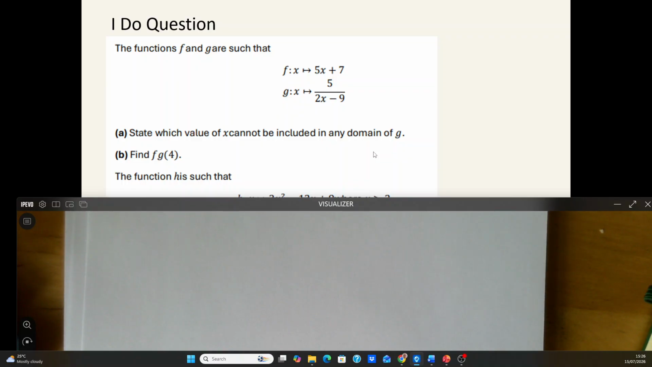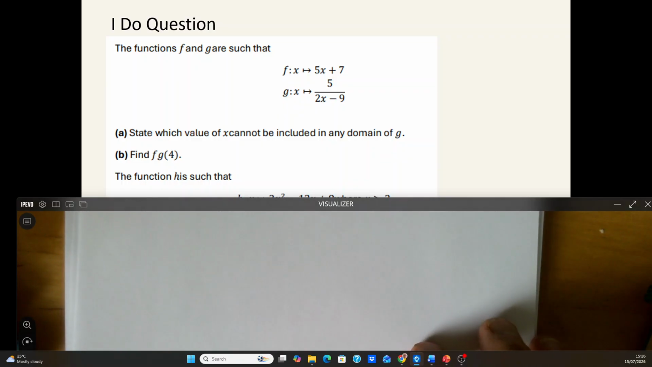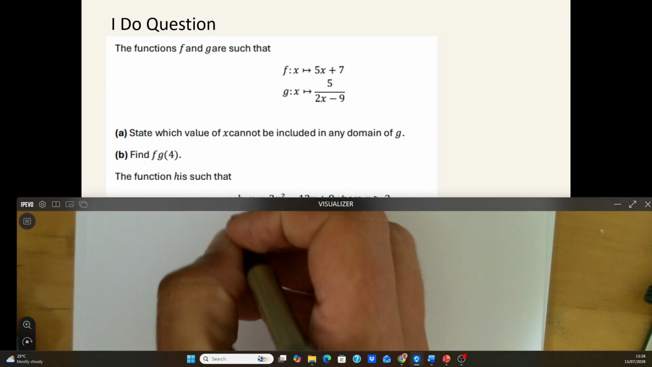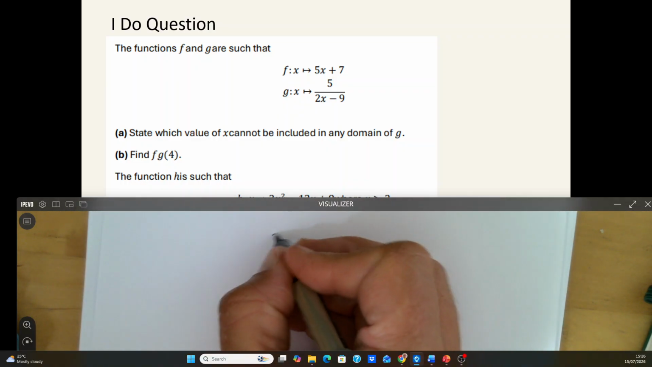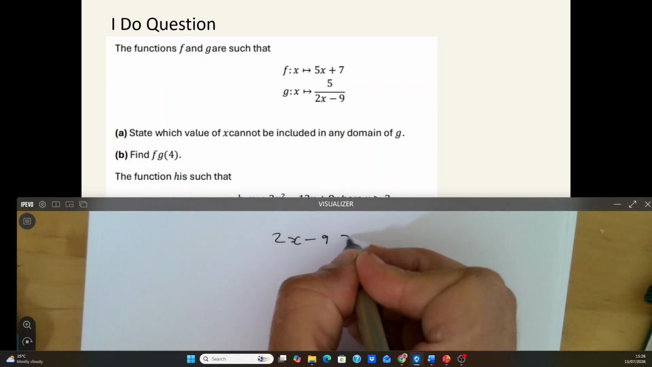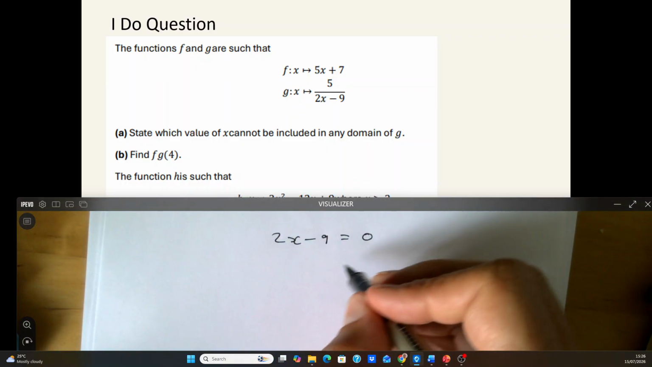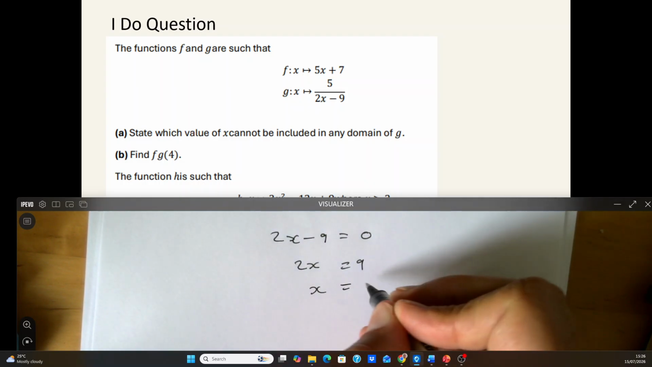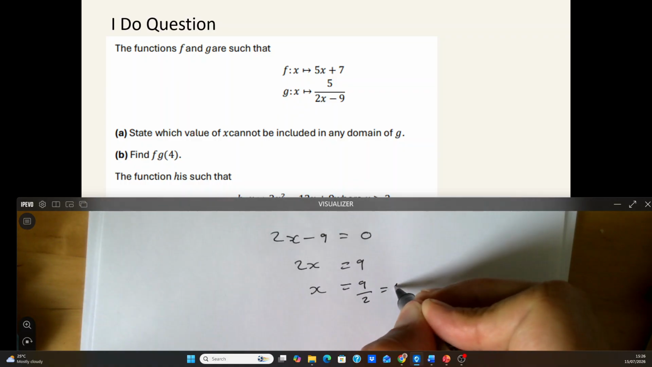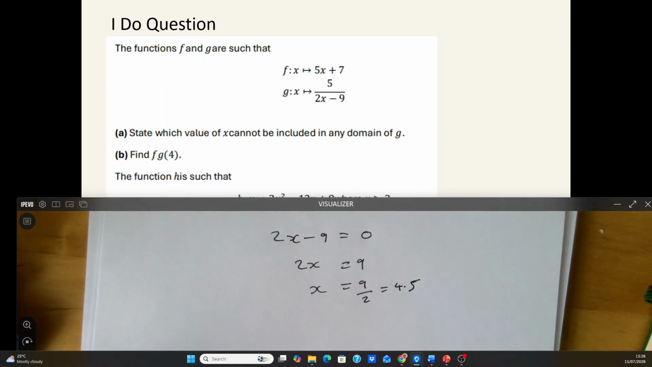Right, so I'll just look at part B first. State why x cannot be included in the domain of g. So this must be when the bottom of the fraction is 0, so I'm just going to write 2x minus 9 equals 0. So 2x equals 9, x equals 9 over 2, which is 4.5. Well, that was one mark.